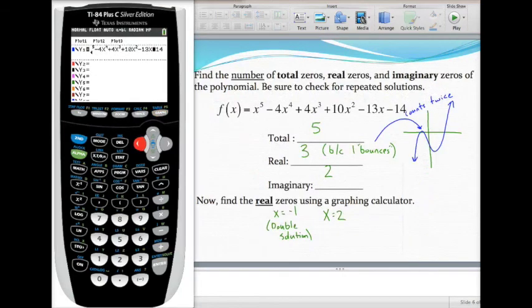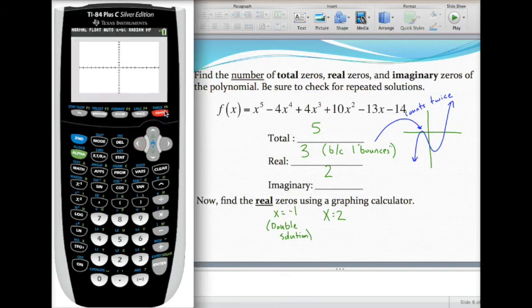All right, and the last thing we want to take a look at is double solutions. So we've looked at how to find how many solutions are real, how many are imaginary, but let's see what happens when we have a double solution in the graph. So here's a long 5th degree polynomial. So we know it's got 5 total zeros. Let's take a look at what the graph looks like, because remember, the graph will show us which ones are real. Every time we touch the x-axis, we have 1 real solution, unless something special happens.